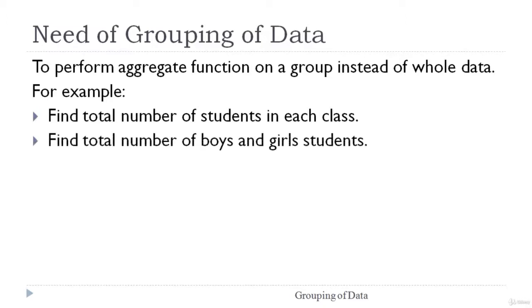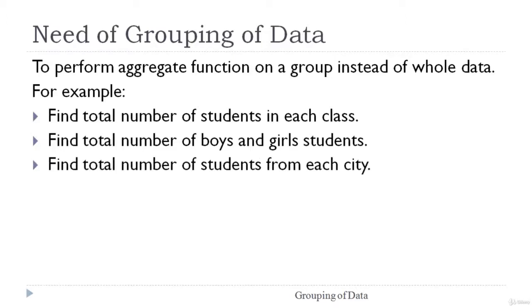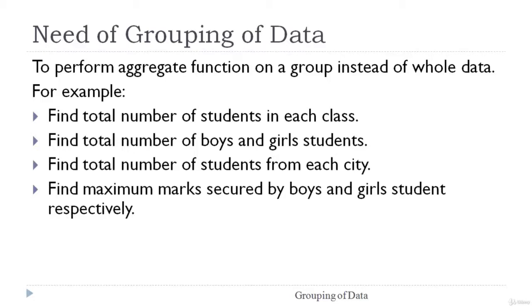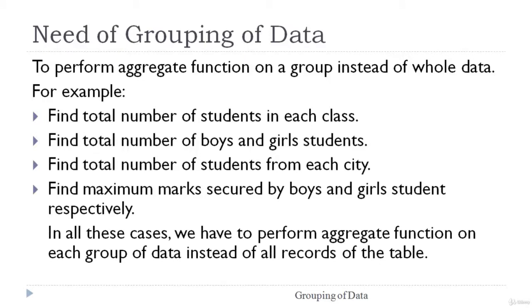Similarly, to find out total number of boys and girls students, we have to apply total functions for each gender group, not on the whole data set. To find total number of students from each city, we have to apply again total function on each group of city records, not on the whole data set. To find maximum marks scored by boys and girls students respectively, we have to apply maximum functions for each group of gender. So in all these cases, we have to apply aggregate function on each group of data instead of all the records of the table.